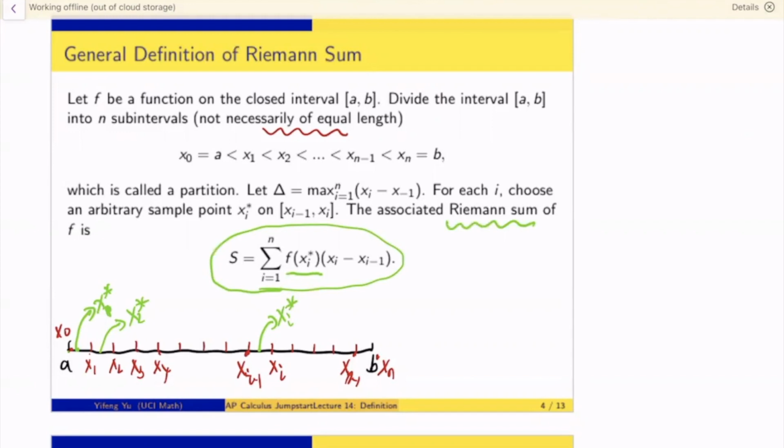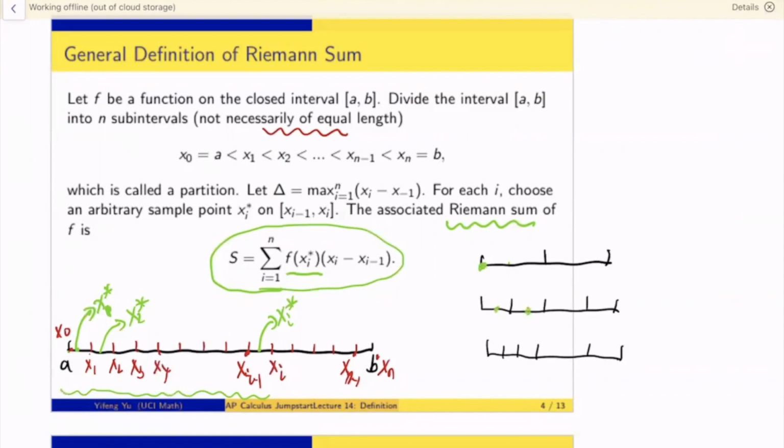So the Riemann sum, of course, depends on how we divide the interval. You can divide the interval into two pieces, or into 4 pieces, or into 5 pieces. And of course, it depends on how you choose the sample points. I can choose the sample point from here. I choose the left endpoint.